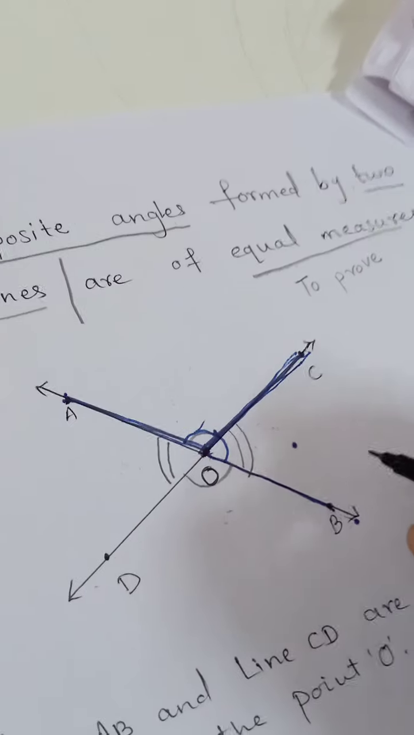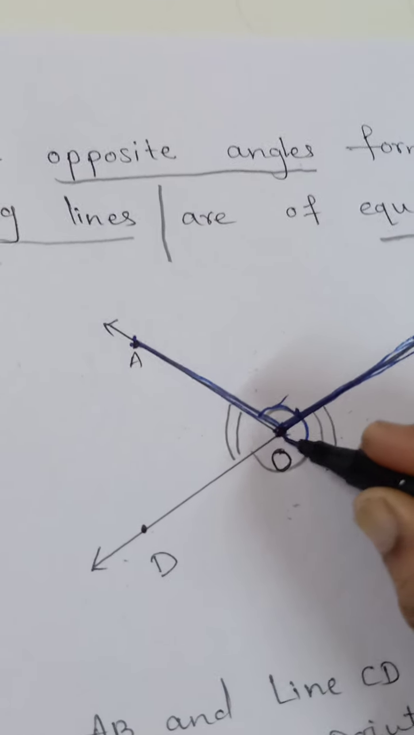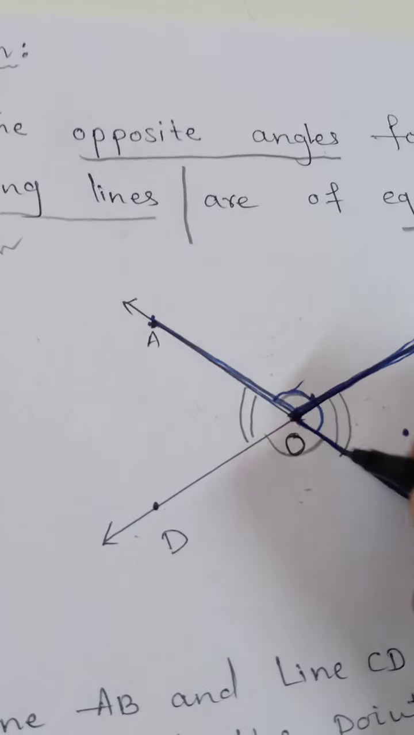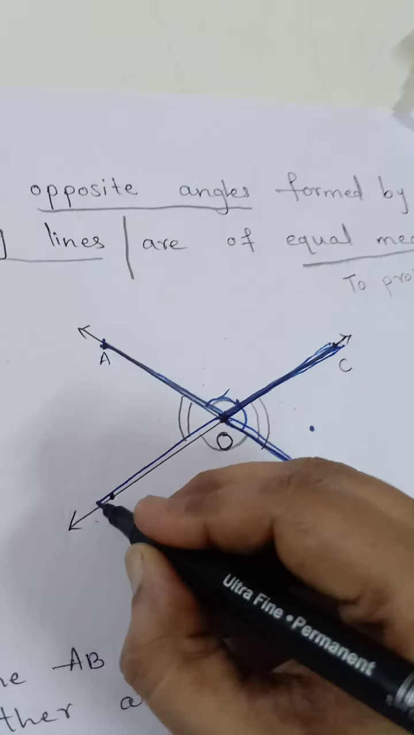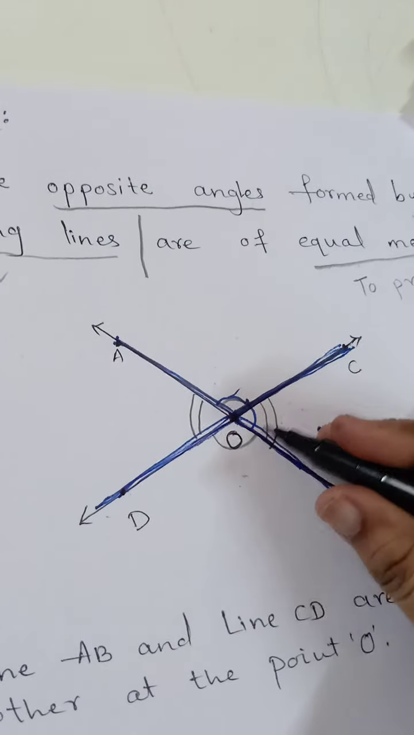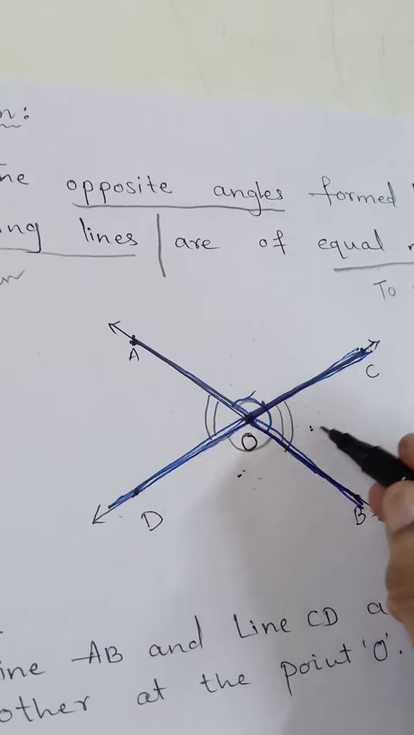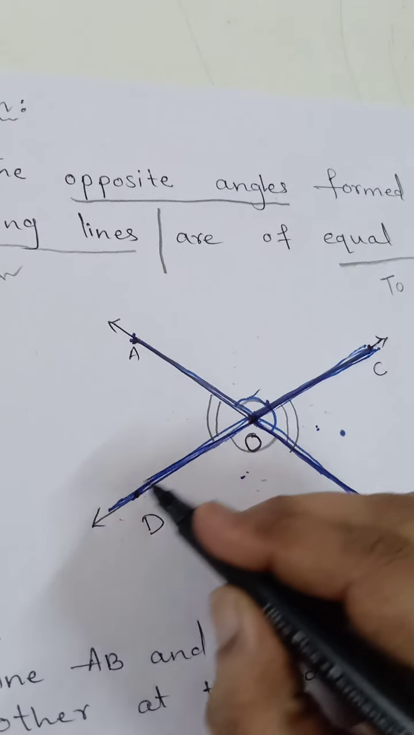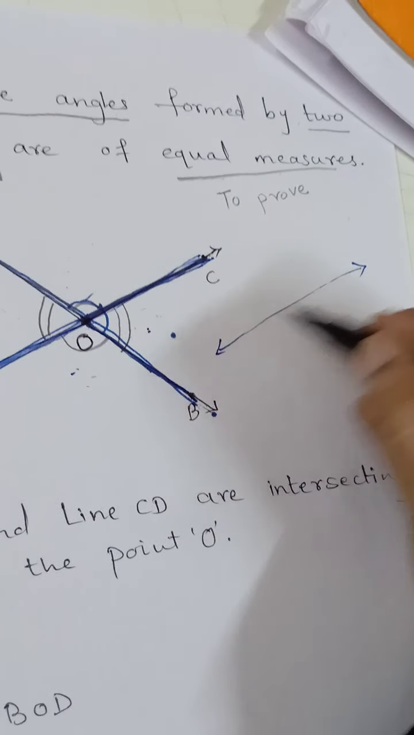Here, BOC, our equation ended at BOC. So the second equation I will start from BOC only. So this is angle BOC, this angle, and its neighbor angle is nothing but BOD, this angle. Again these two angles BOC and BOD are also making a linear pair. Both are on the line CD. This is line CD. I will draw it separately, so it will be easy to understand.